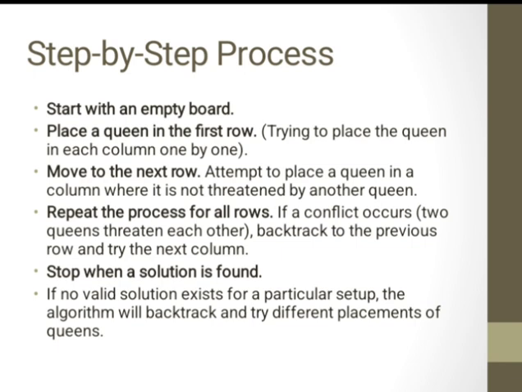We start with an empty board, place a queen in the first row, and move to the next row. Attempt to place a queen in a column where it is not threatened by another queen, and repeat the process for all rows. If a conflict occurs, backtrack to the previous row and try the next column. Stop when a solution is found. If no valid solution exists for a particular setup, the algorithm will backtrack and try different placements of queens.